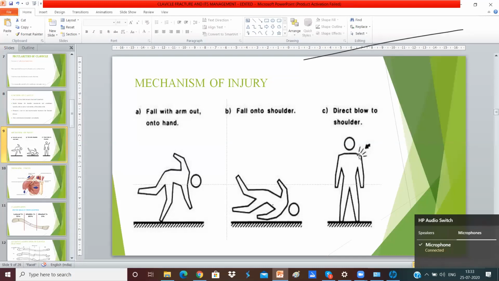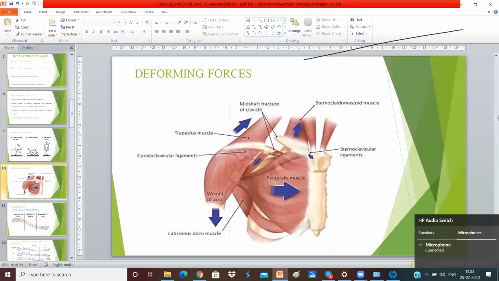But on the other hand, it may be hit by someone else, a direct hit, or something heavy falling on the clavicle may lead to a fracture. So this is direct trauma. So there are two types of injury leading to clavicle fracture: direct trauma and indirect trauma. As I said already, because of the level of the fracture and the muscles working over the fragments, the displacement will be determined.